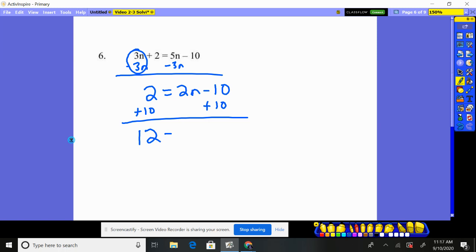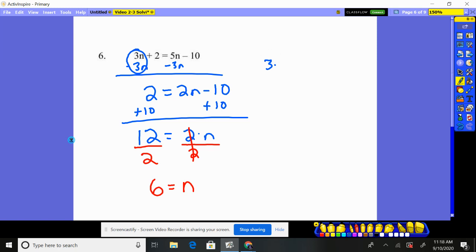I get 12 is equal to 2 times n. Now I want to get n by itself, so get rid of that multiplying by 2 by dividing by 2. Whatever I do to one side, I do to the other. 12 divided by 2 is 6, is equal to n. n's equal to 6. There's nothing wrong. A lot of kids get bothered with 6 equals n. It's the same thing as n equals 6. There's no difference.